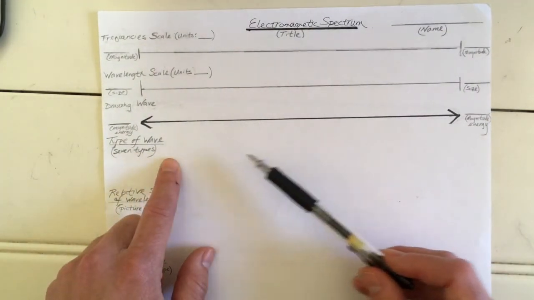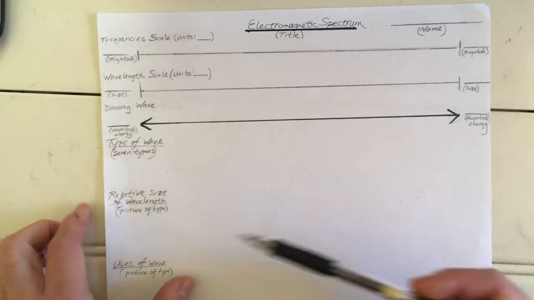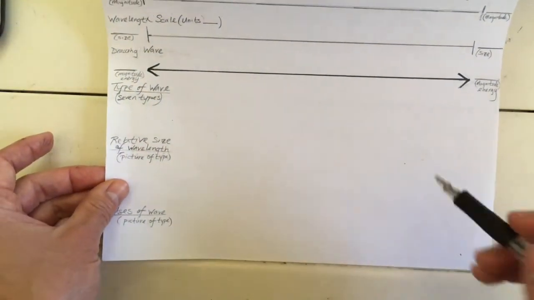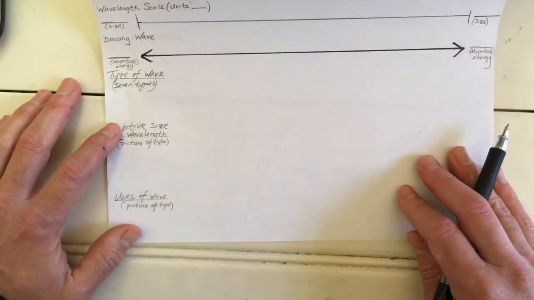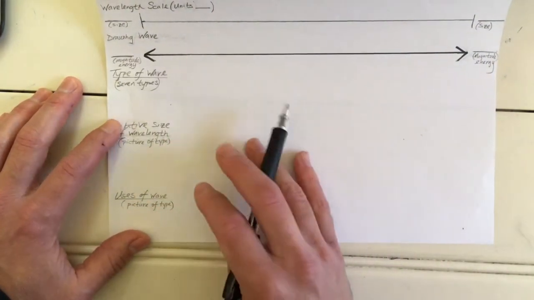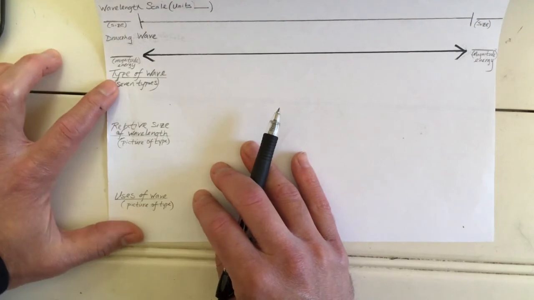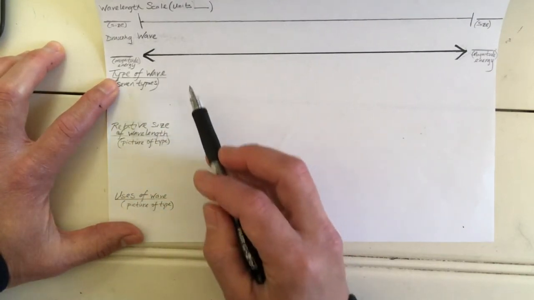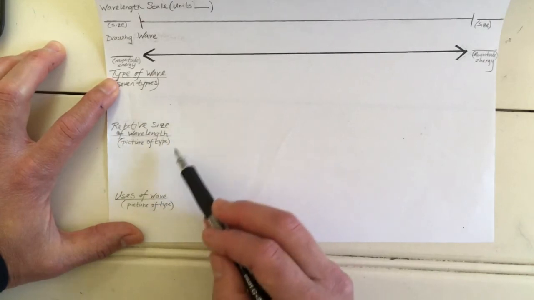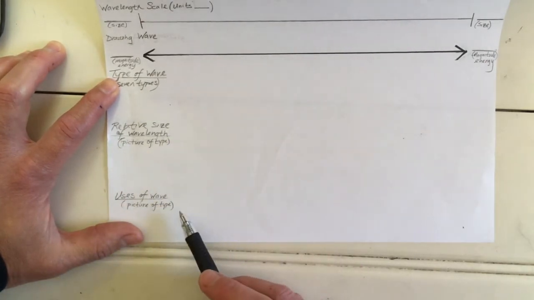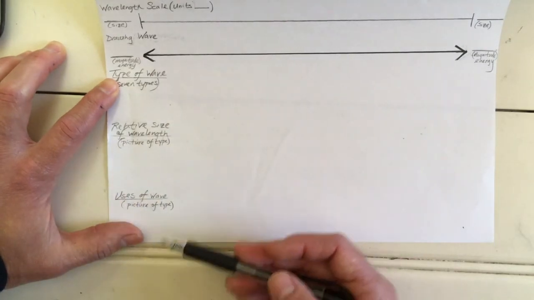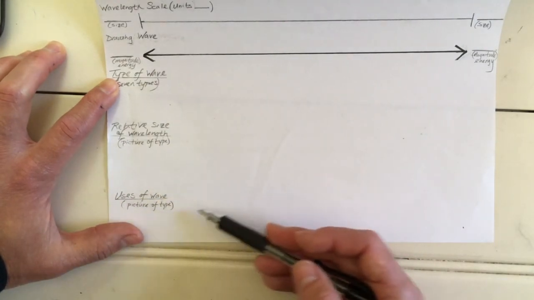Types of waves, you'll label those 7 types that I mentioned a second ago, starting with radio on the left. And then you'll look at relative size. How big are radio waves, right? You can draw a picture of, say, if radio waves are the size of a football field, you can draw a picture of a football field. Uses of the wave: what are radio waves used for? You just give me an example here and then draw a picture.